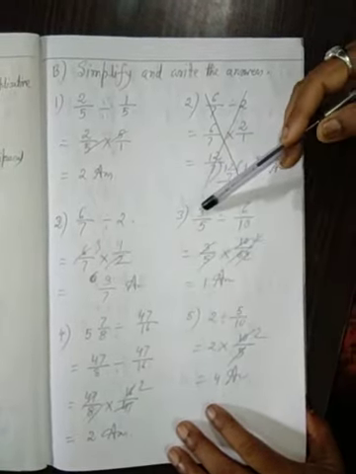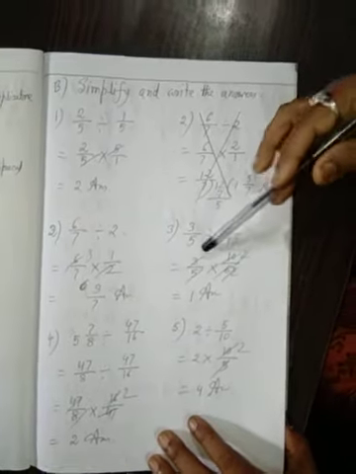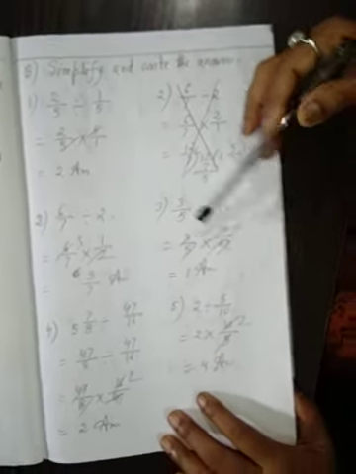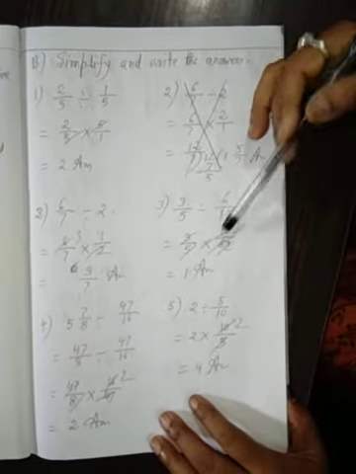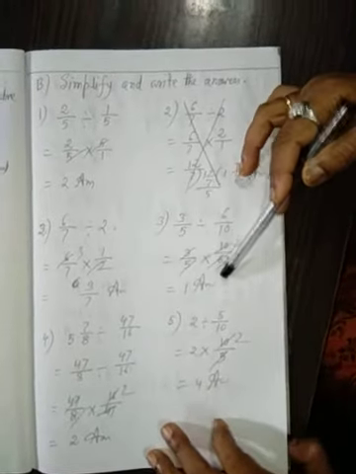3. 3 by 5 divided by 6 by 10. That is 3 by 5 into 10 by 6. 3 2s are 6, 5 2s are 10. 2 and 2 cancel, so the answer is 1.